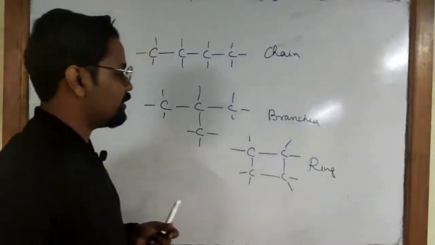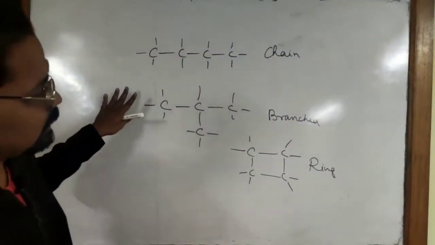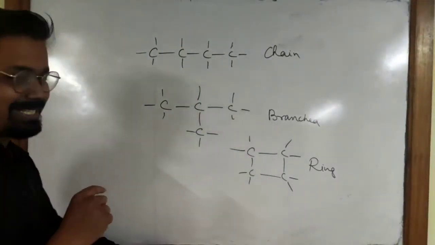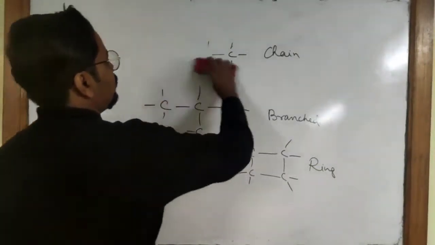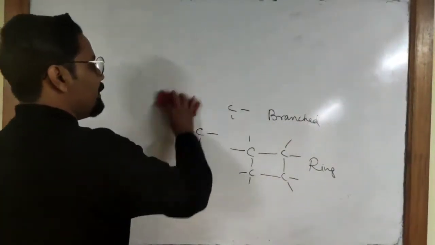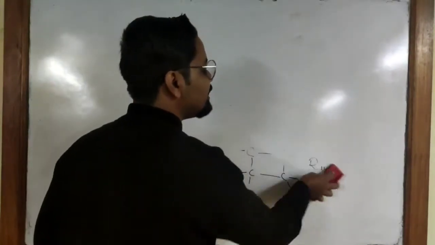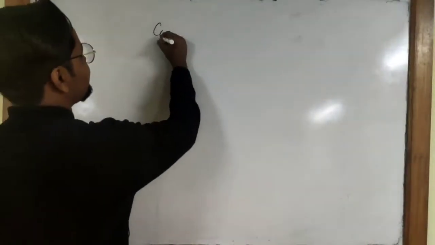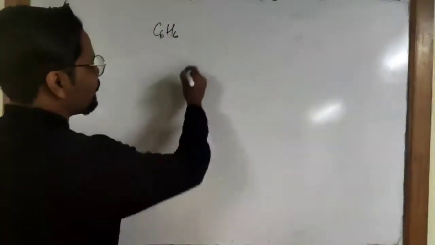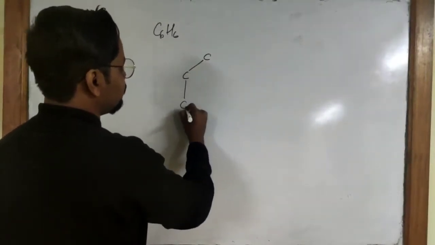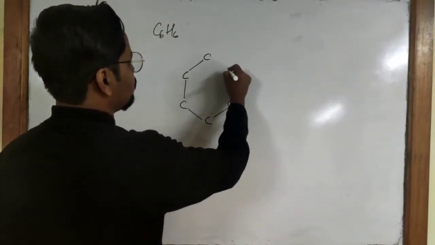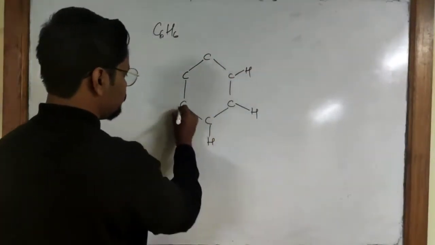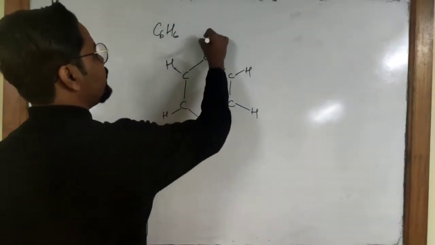Now here what we are seeing is these are all single bonded, means only single bonds are present. There is a special structure called benzene. The formula of benzene is C6H6. So 6 carbons and 6 hydrogens make up benzene, C6H6. How is the structure? 6 carbons make one hexagonal ring, and each carbon is attached with a single hydrogen.